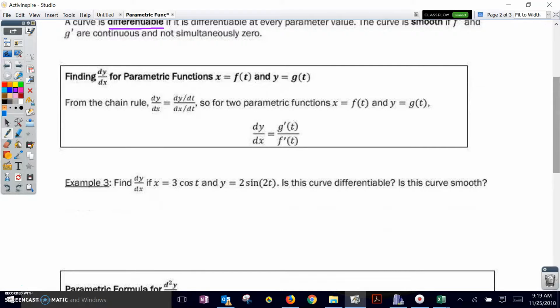Alright, so let's look at example 3 here. Find dy dx if x equals 3 cosine of t and y equals 2 sine of 2t. Is this curve differentiable? Is this curve smooth?